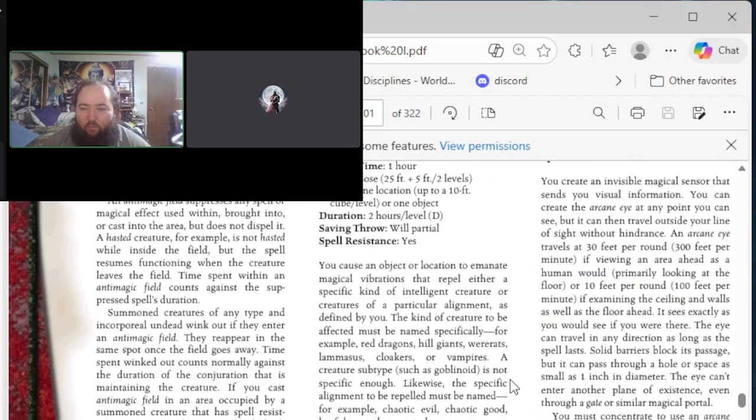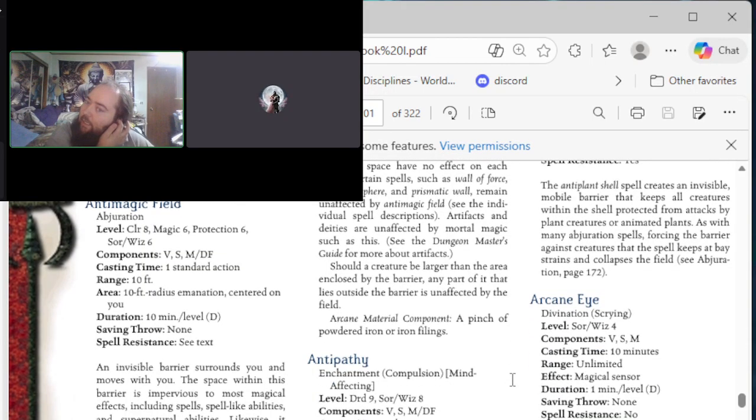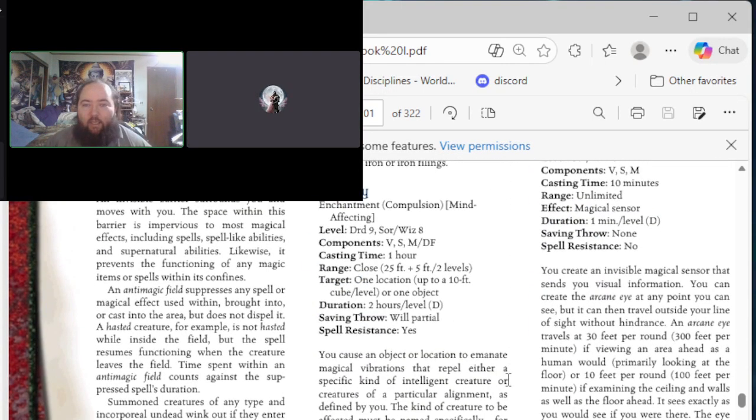Last week we left off on the anti-magic field. Today we'll be starting with antipathy.